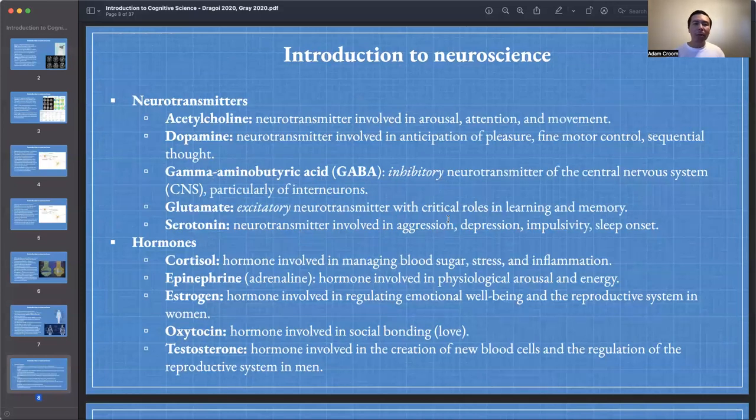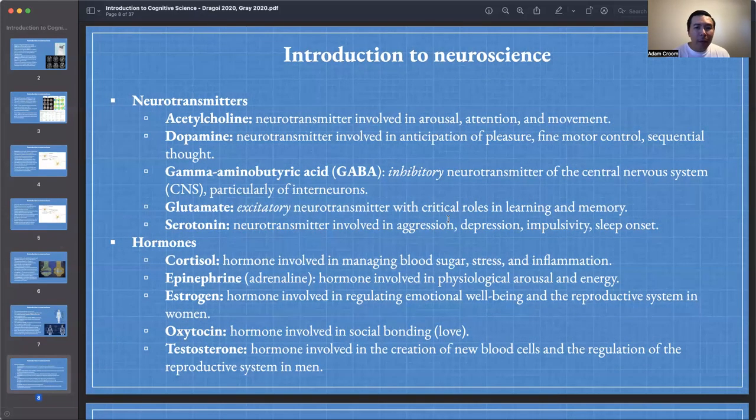So let's go ahead and look at some of the neurotransmitters and hormones. And we'll just get a basic idea of what they are involved in. So some neurotransmitters include acetylcholine, and this is a neurotransmitter that's involved in arousal, attention, and movement. Dopamine, this is an important one for us cognitive scientists of language, because dopamine is involved in anticipation of pleasure, but also fine motor control and sequential thought, right?